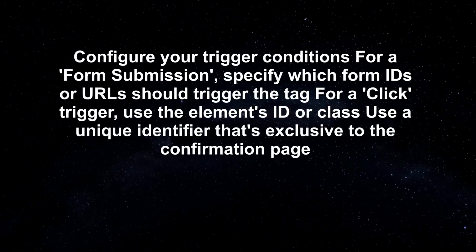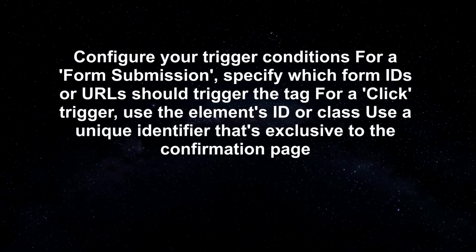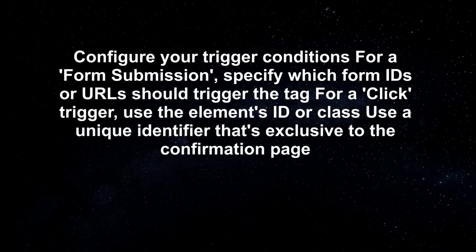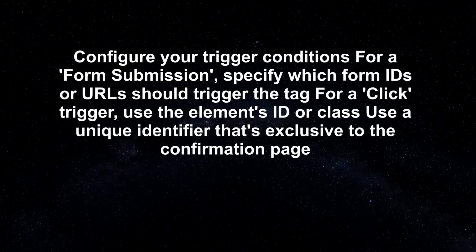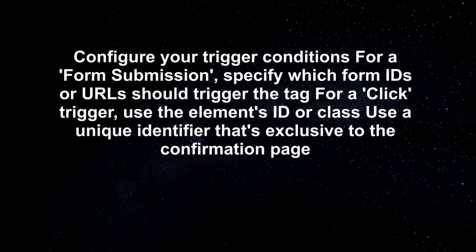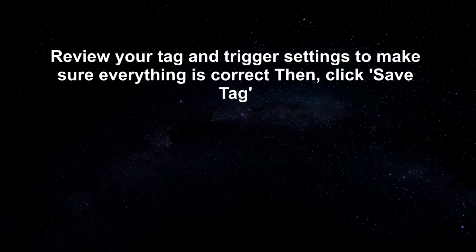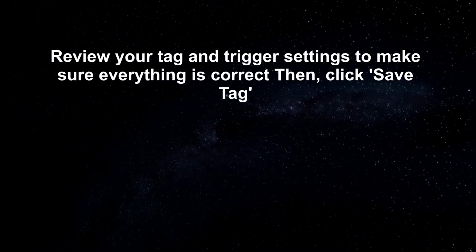Configure your trigger conditions. For a form submission, specify which form IDs or URLs should trigger the tag. For a click trigger, use the element's ID or class. For a page view, use a unique identifier that's exclusive to the confirmation page. Review your tag and trigger settings to make sure everything is correct, then click Save Tag.